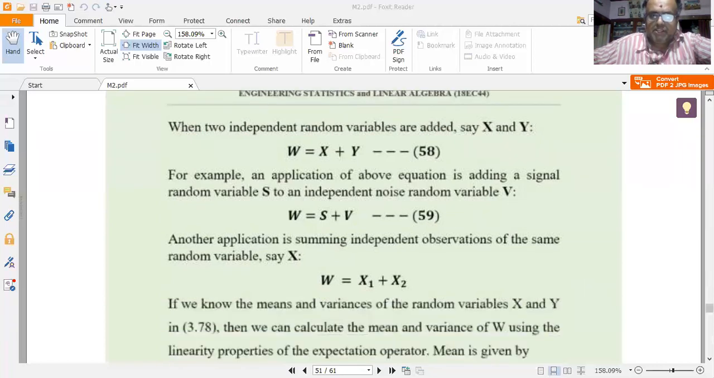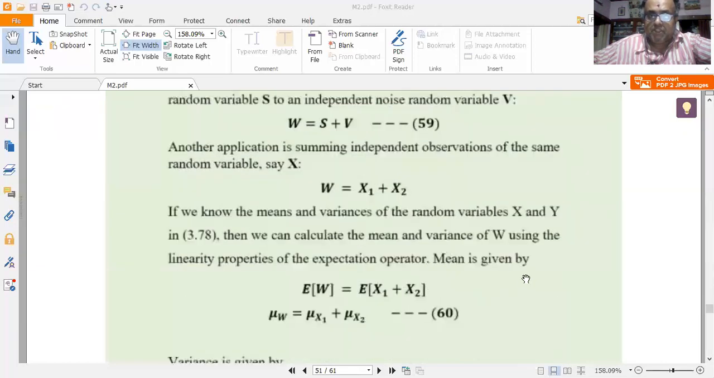Now another application is summing independent observations of the same random variable. Suppose I have two observations x1 and x2 related to capital X. Then I sum those two, and I assume that x1 is independent of x2 and vice versa. So the sum of x1 and x2 I also denote as capital W.